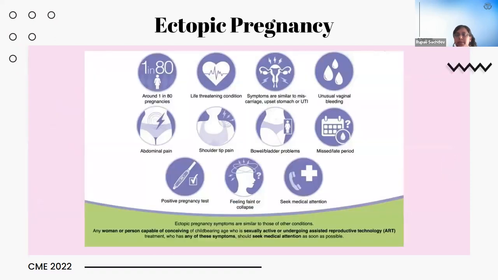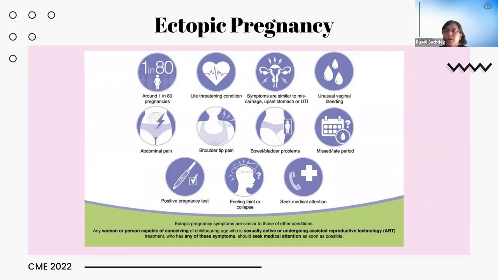So what are the signs and symptoms of an ectopic pregnancy? The symptoms are essentially similar to a miscarriage, an upset stomach, or a UTI. So this is the reason why a lot of the time the patients might miss it. And if you don't have clinical suspicion for it, you as a clinician might also miss it. You might have unusual vaginal bleeding. You can have abdominal pain, shoulder tip pain. Now, this is referred pain coming from the involved structures. You will have bowel and bladder problems. Obviously, you will have a UPT positive. So she might have a missed period or a late period, and she might be feeling faint or collapse.